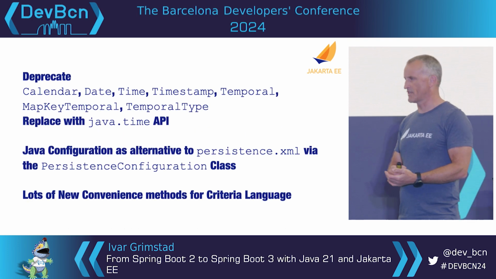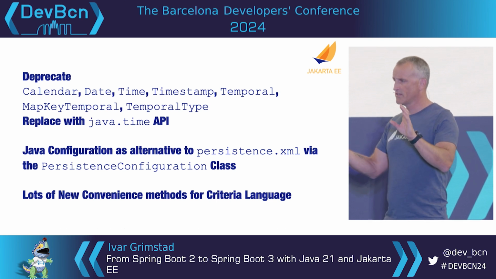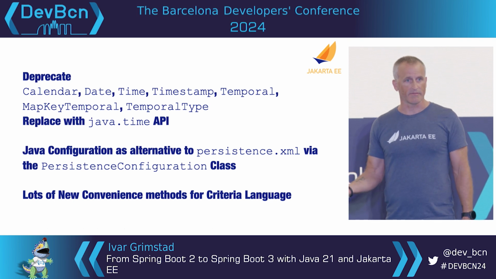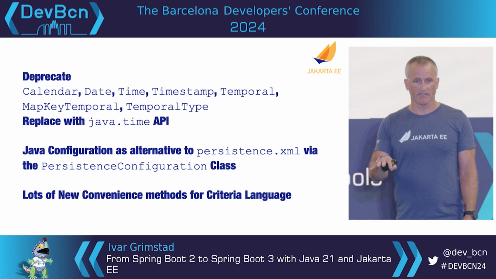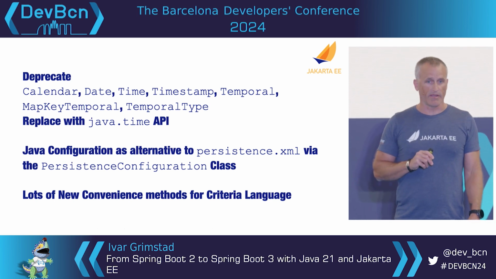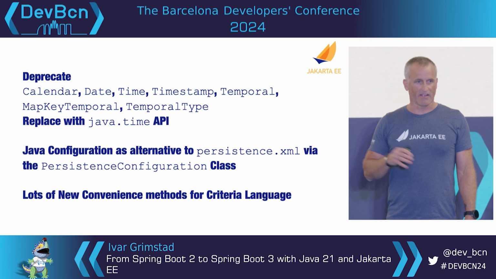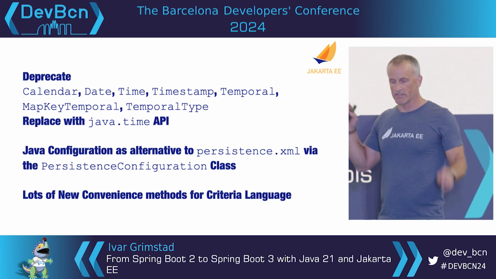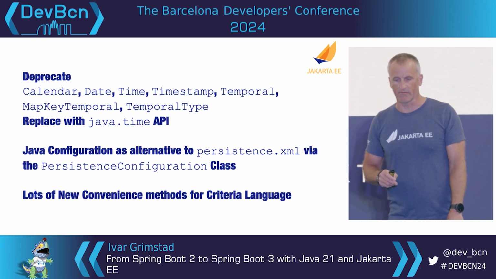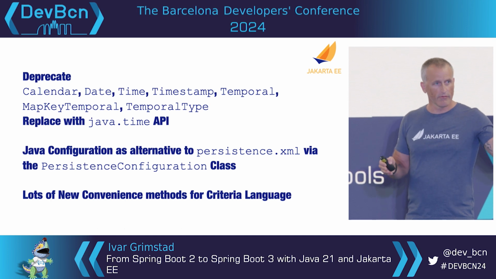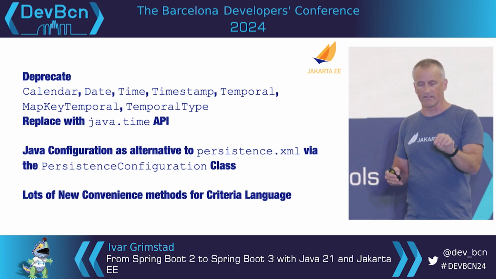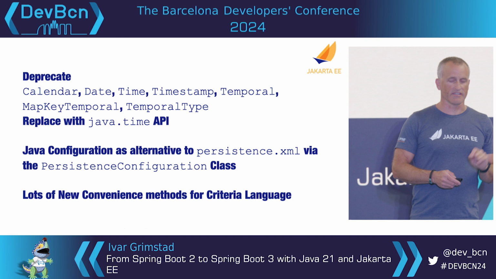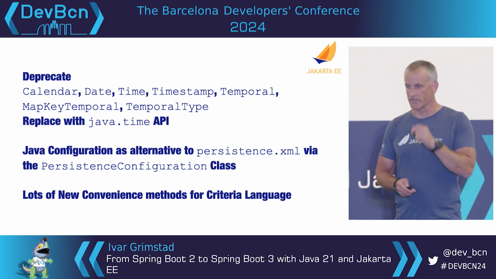And there are lots of other changes, and one of those that are probably most important to know about is the deprecation of the old way of doing dates and times. So we're deprecating these and replacing it with the new Java Time API, which I believe came in, I can't remember which Java version, but it was probably 8 or before that. So it's not that new any longer, but we're replacing everything old with that. The old ones are still there and will work, but they are deprecated and at some point will be removed. And there are lots of new convenience methods for the criteria language if you're using that one.